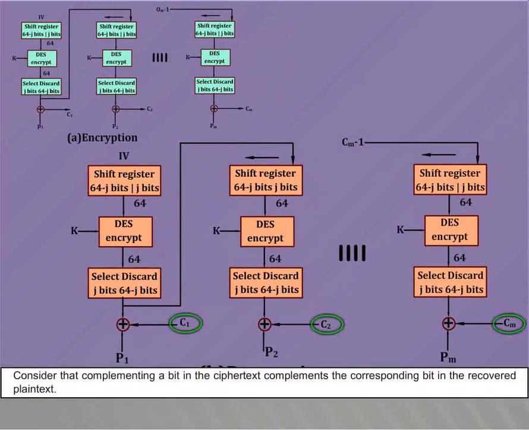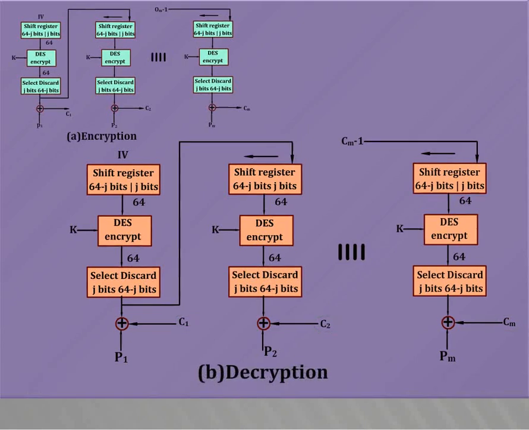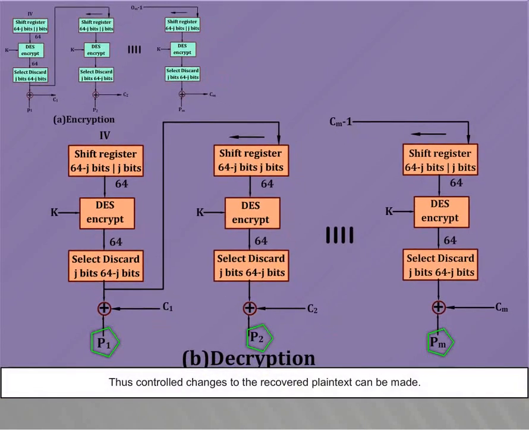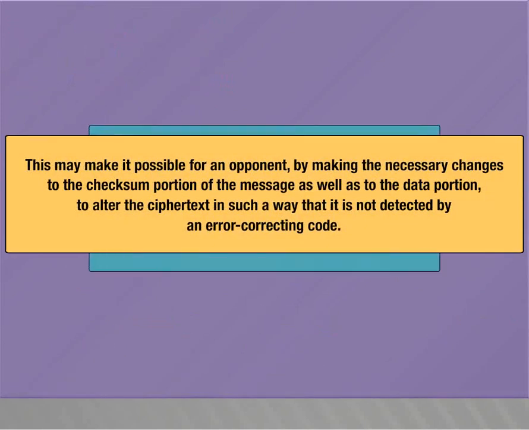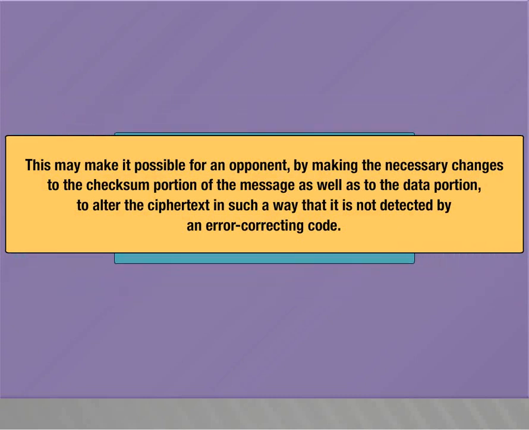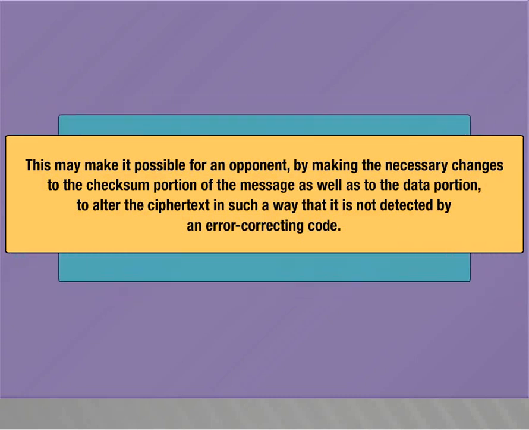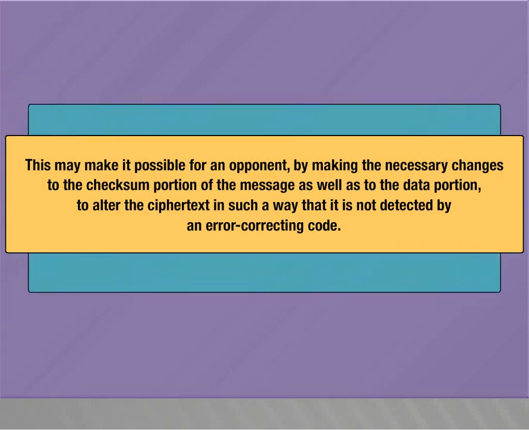Consider that complementing a bit in the ciphertext complements the corresponding bit in the recovered plaintext. Thus, controlled changes to the recovered plaintext can be made. This may make it possible for an opponent, by making the necessary changes to the checksum portion of the message as well as to the data portion, to alter the ciphertext in such a way that it is not detected by an error-correcting code.